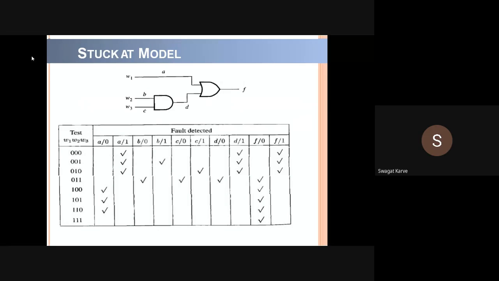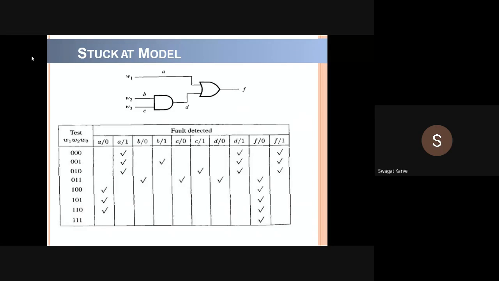For example, if your circuit has 4 inputs, how many probable test vectors can you give? 2 to the power 4. Suppose your circuit has 4 input terminals, that means you can have W1, W2, W3, W4. That means 4 test bits you can apply. Now, how many combinations of these 4 bits can you have? 16 combinations, starting from 0 0 0 0 to 1 1 1 1.